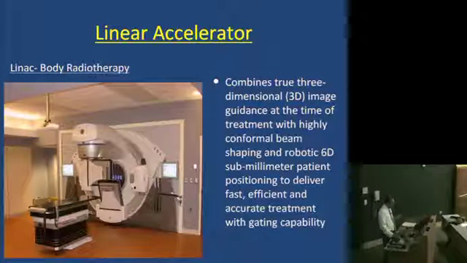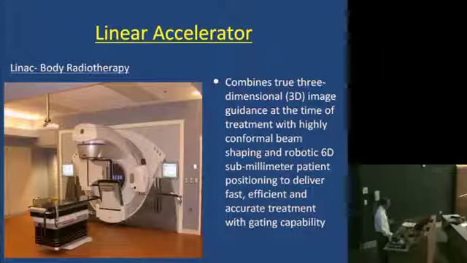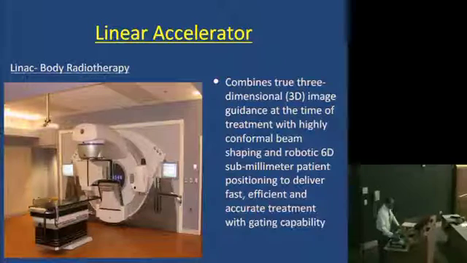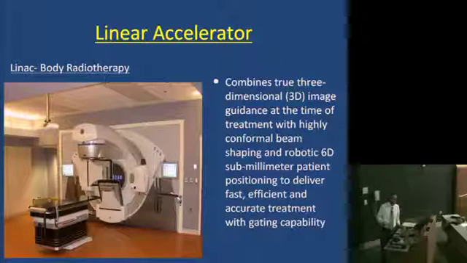External beam radiation is delivered through linear accelerators, where the electrons are accelerated and impacted on the target, and X-rays are generated. All of these LINACs have digital platforms, and they combine true 3-dimensional image guidance at the time of treatment, and a very highly conformal beam is delivered. The table on this LINAC has 6 degrees of freedom, so you can adjust the patient's position in X, Y, Z, pitch, roll, and yaw. And you can really target your radiation very precisely.